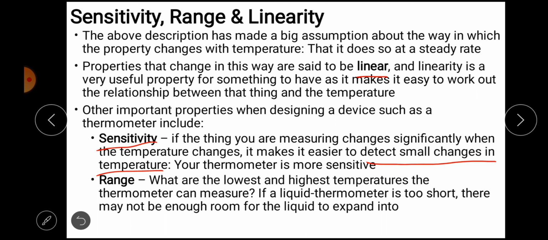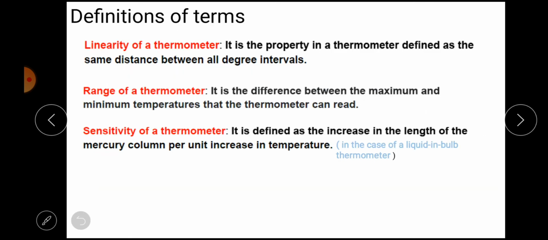Range. What are the lowest and the highest temperatures that the thermometer can measure? For example, the common thermometers that we use in science labs go from -10 to 110 degrees Celsius. So the range is the difference from -10 to 110 degrees Celsius. The difference, we call it the range.